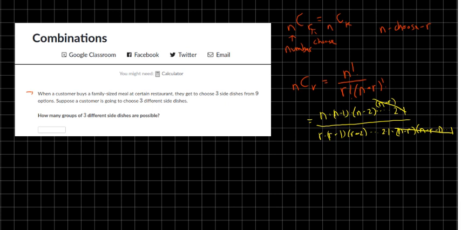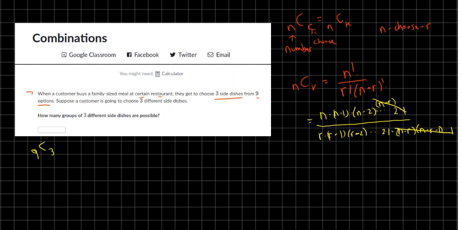When a customer buys a family-sized meal at a certain restaurant, they get to choose 3 side dishes from 9 options. Suppose a customer is going to choose 3 different side dishes. So what is this going to be? Now, we have 9 dishes and we're going to choose 3. So this is going to be 9 choose 3. So I'm going to write it over on the other corner there. 9 choose 3. So these are supposed to be like subscripts down a little bit.